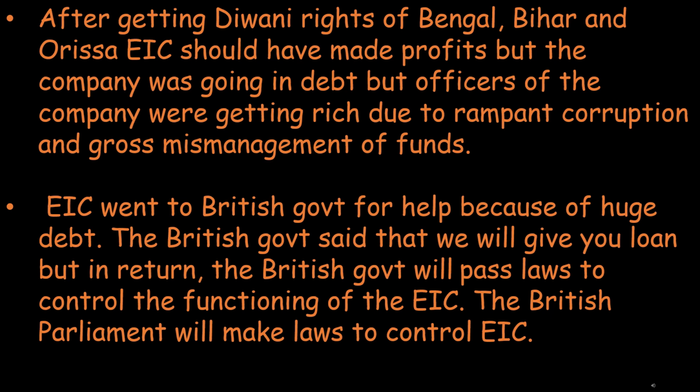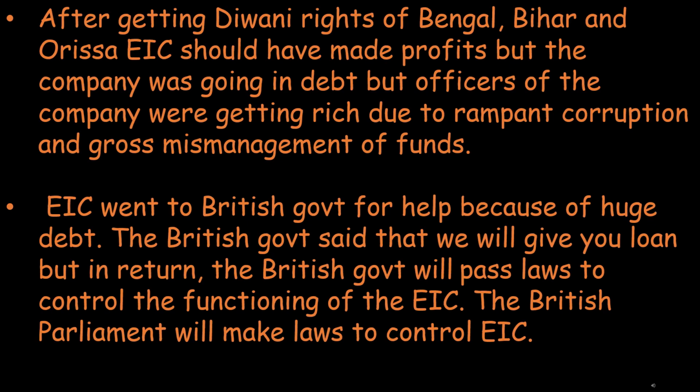Upon getting Diwani rights of Bengal, Bihar, and Orissa, EIC should have made profits, but the company was going into debt. But officers of the company were getting rich due to rampant corruption and gross mismanagement of funds. EIC went to the British government for help because of huge debt.